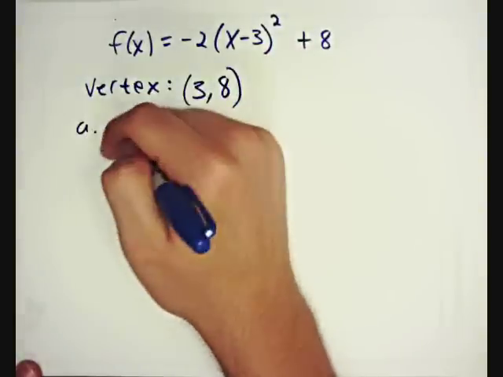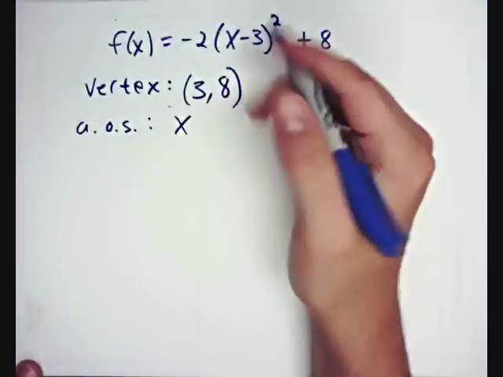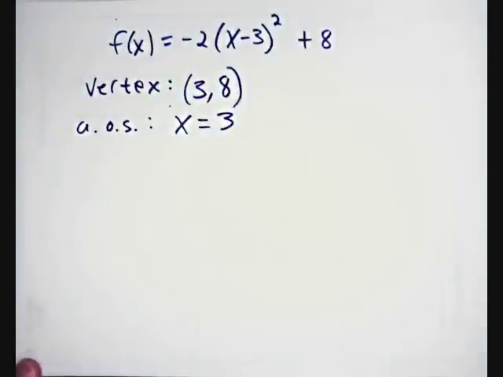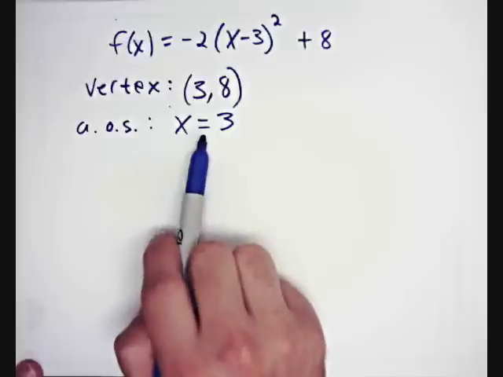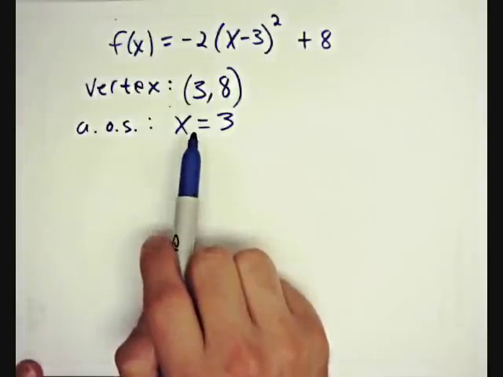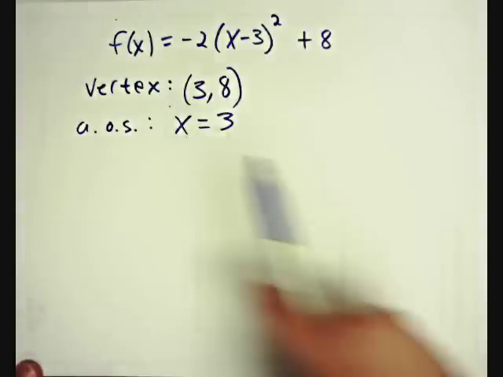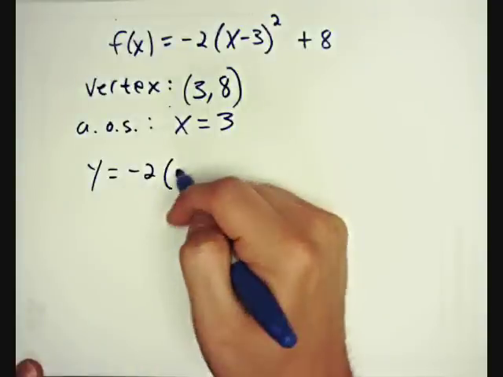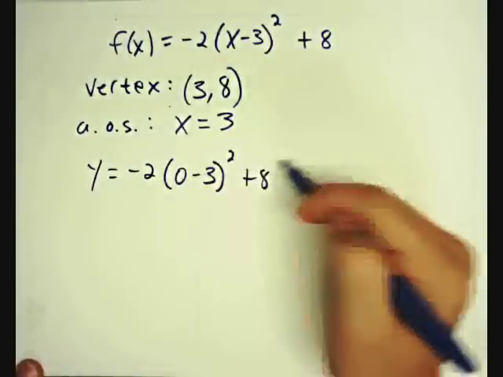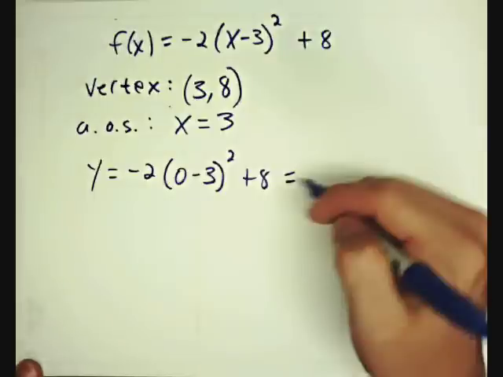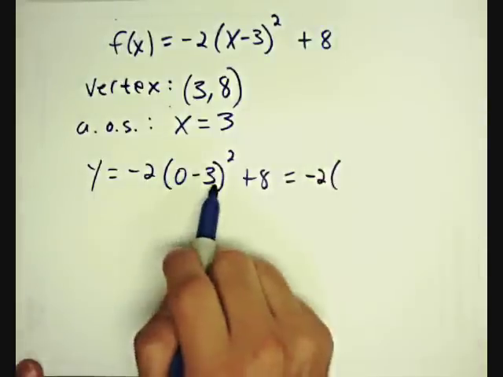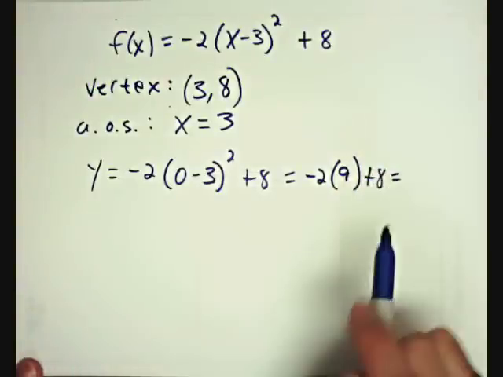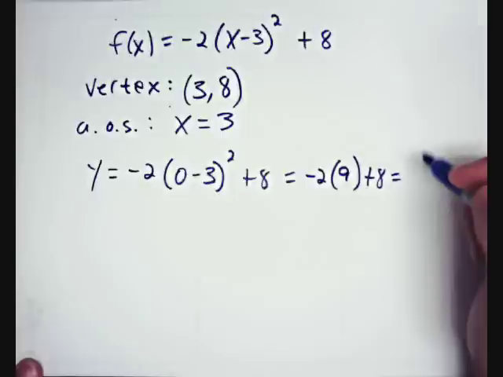Axis of symmetry, x equals, the x-coordinate is 3, so x equals 3 is the axis of symmetry. And again, the x equals is important because we are listing the equation of a vertical line. Y-intercept, we always put 0 in for x. So we have negative 2 times 0 minus 3 is negative 3, squared is 9. And so we have negative 18 plus 8 is negative 10.